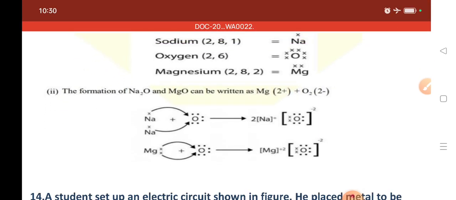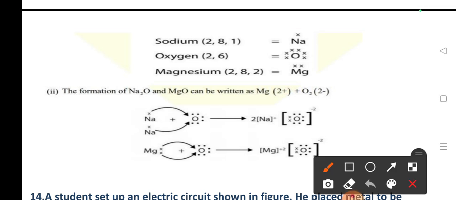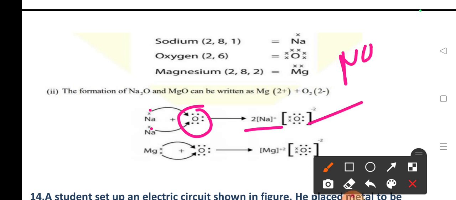The formation of sodium oxide and magnesium oxide can be written as follows. For example, sodium has only 1 electron in its outermost shell. But oxygen, when reacting, needs 2 electrons. That's why it reacts with 2 sodium: 2 Na+ and 1 O2-, and what does it give? Na2O is its formula. This is the formation of sodium oxide.